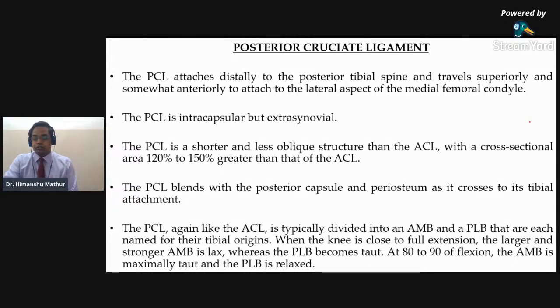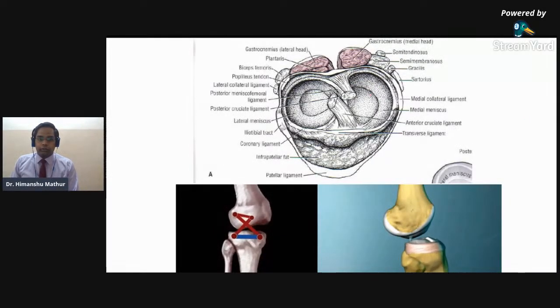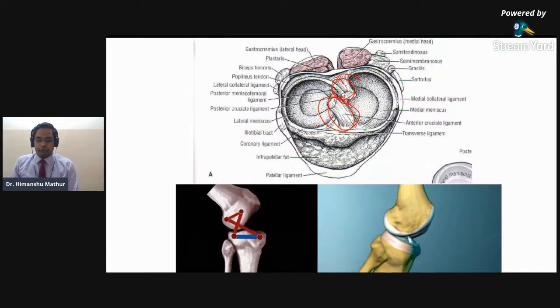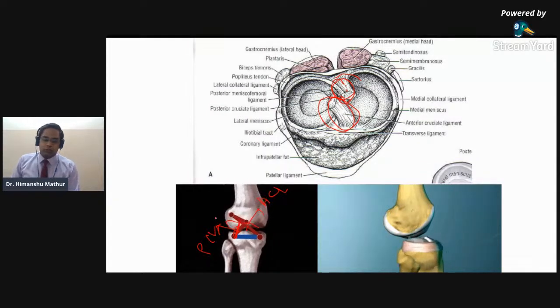So this is what we need to know about the posterior cruciate ligament. This is what the posterior cruciate ligament looks like here. This is a larger posterior cruciate ligament, and this is the larger anterior cruciate ligament also. Here you can see the structures. This one is your PCL, and this one is your ACL. This one is your PCL. So you can easily know what could be the functions of it.